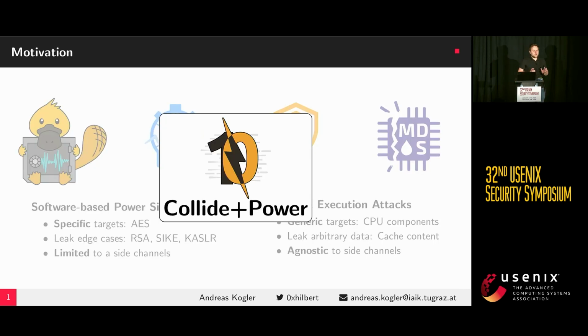And with Collide+Power, we try to combine those two fields and create a technique or a framework to basically build an arbitrary leakage primitive with any side channel to use. For instance, MDS and Meltdown are side channel agnostic since the side channel is exchangeable. And this is the aim of Collide+Power. So first of all, we have to get on the same page. So I will spend a lot of time just providing a high-level intuition of what we're actually doing.